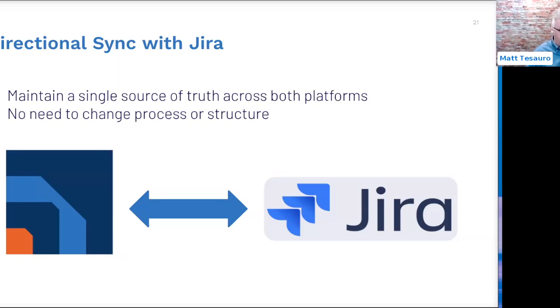And then it's bi-directional, so if I add a comment on the Jira side, it'll show up as a note on Dojo. If I add a tag on the Dojo side, it'll show up as a label on the Jira side. So this allows a security team to work in their environment, and the dev and remediation teams to work in whatever environment they're used to working in.